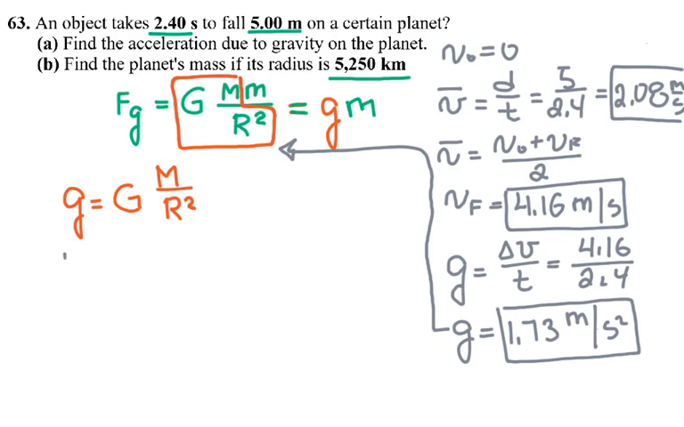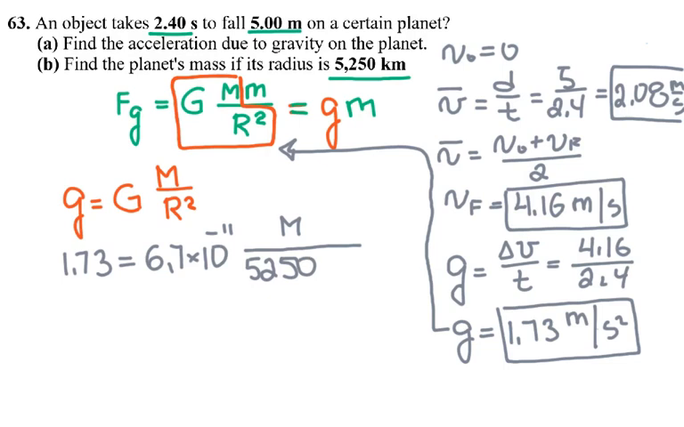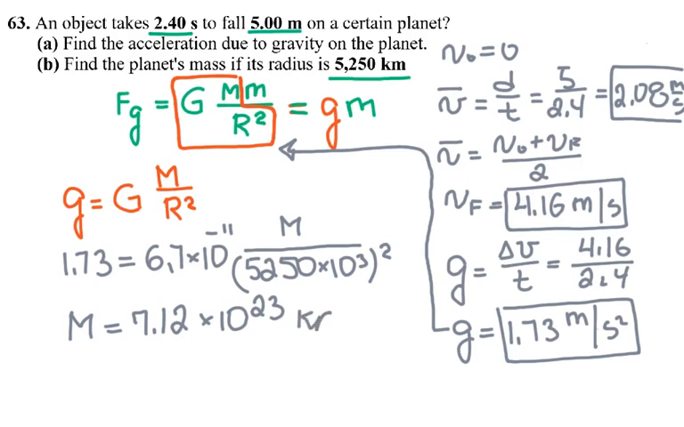So I know g is 1.73. The gravitational constant is 6.7 times 10 to the negative 11. The mass we're looking for, and the radius they said is 250 kilometers, which means times 10 to the third, squared. So the mass of the planet is equal to 7.12 times 10 to the 23 kilograms. So that would be the mass of that planet that they're talking about.